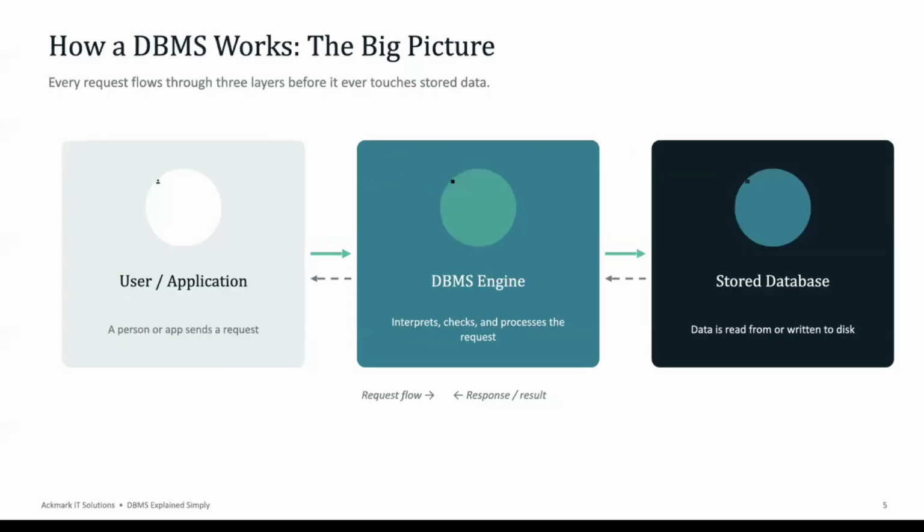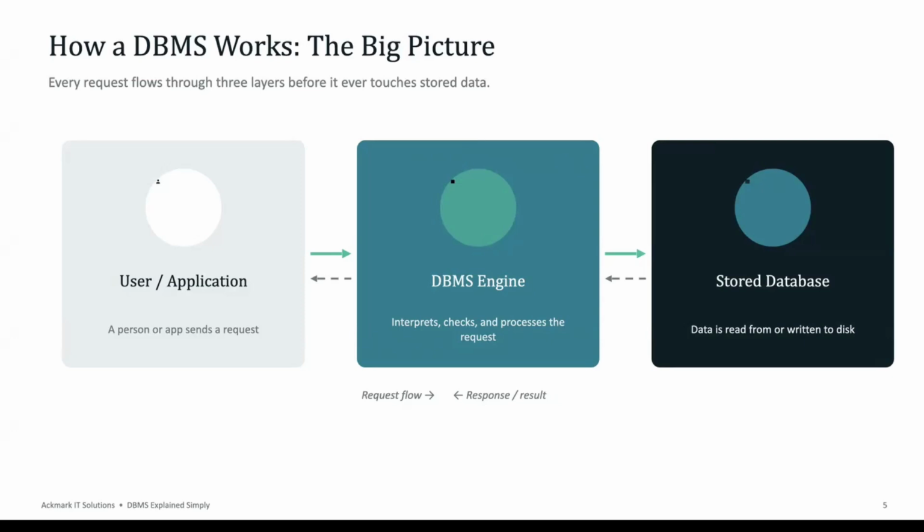Let's follow one simple request on its little journey, like a letter being delivered. It starts with you. Maybe you tap a button in an app that says show my orders. That request doesn't go straight to some giant pile of data. First, it politely knocks on the DBMS engine's door. The engine reads your request, thinks about the smartest way to fulfill it, almost like a translator turning your simple ask into precise instructions.